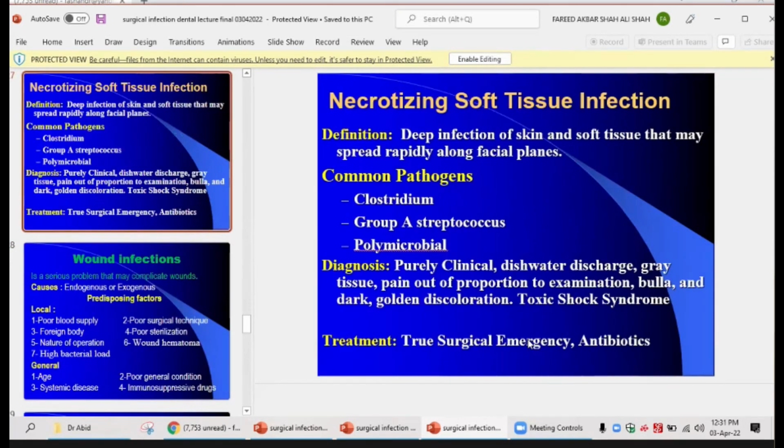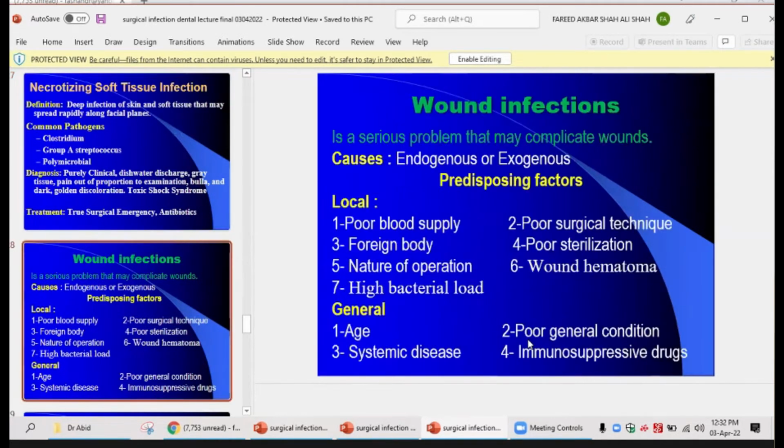And this is caused by Clostridium, group A Streptococcus, and polymicrobial infection. It's a true surgical emergency which needs debridement, thorough debridement, and antibiotics.